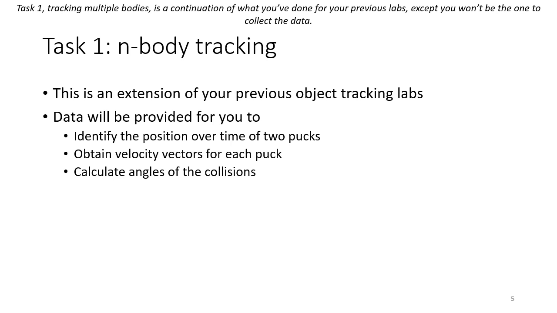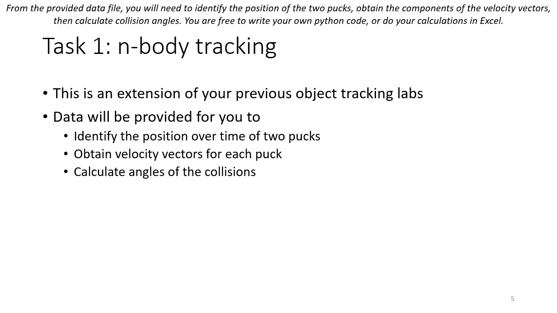Task 1. Tracking multiple bodies is a continuation of what you've done for your previous labs, except you won't be the one to collect the data. From the provided data file, you will need to identify the position of the 2 pucks, obtain the components of the velocity vectors, then calculate collision angles. You are free to write your own Python code or do your calculations in Excel.